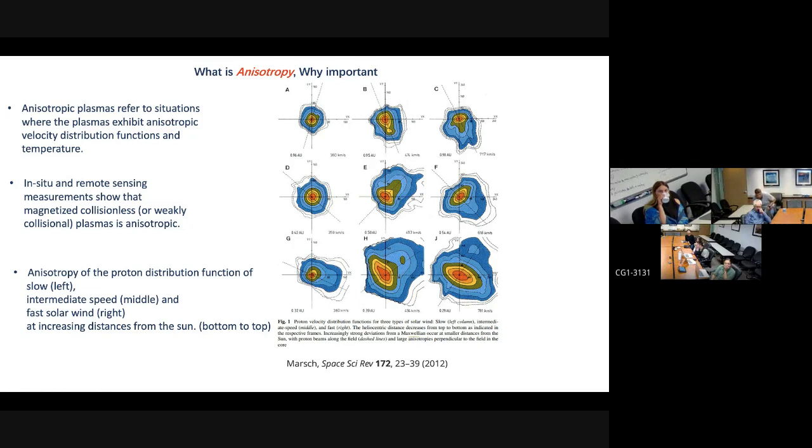The plot shows the anisotropy of the total distribution function of the slow, intermediate, and fast solar wind at increasing distance from the sun. So the dashed line here, the oblique dashed line, is in the middle of each small plot.